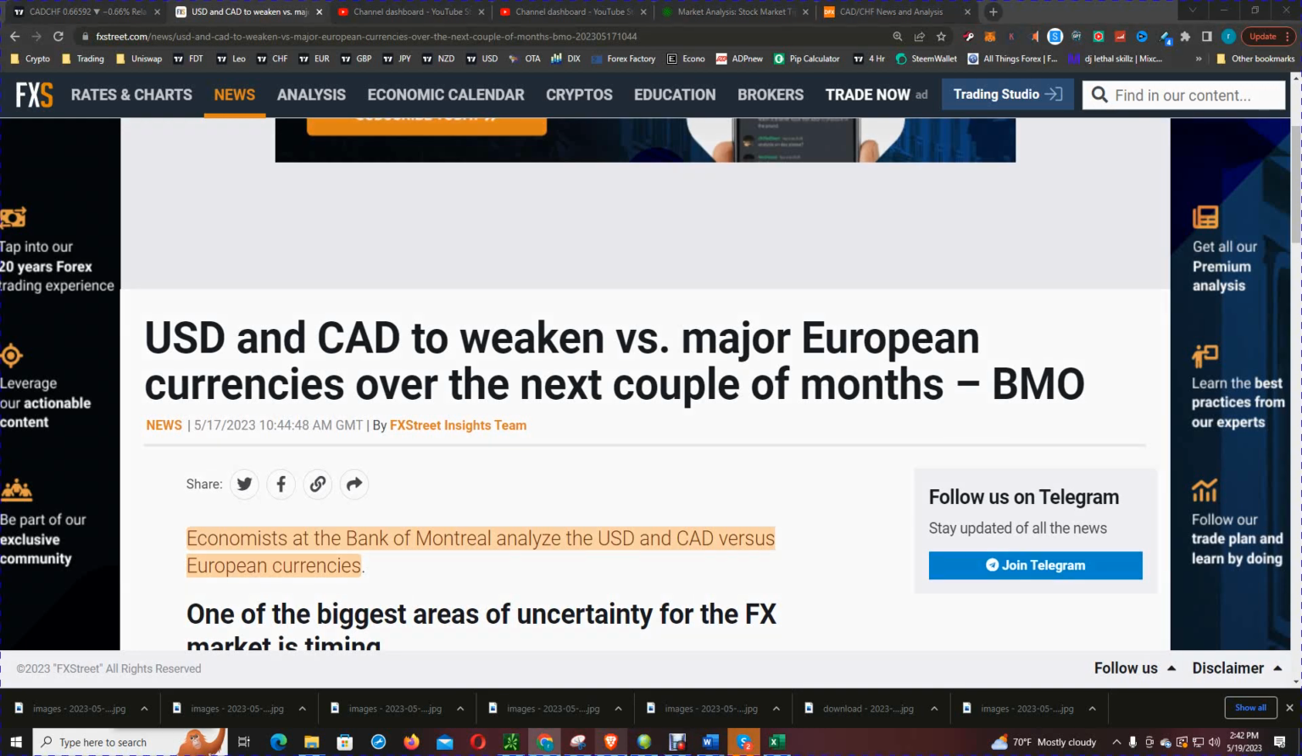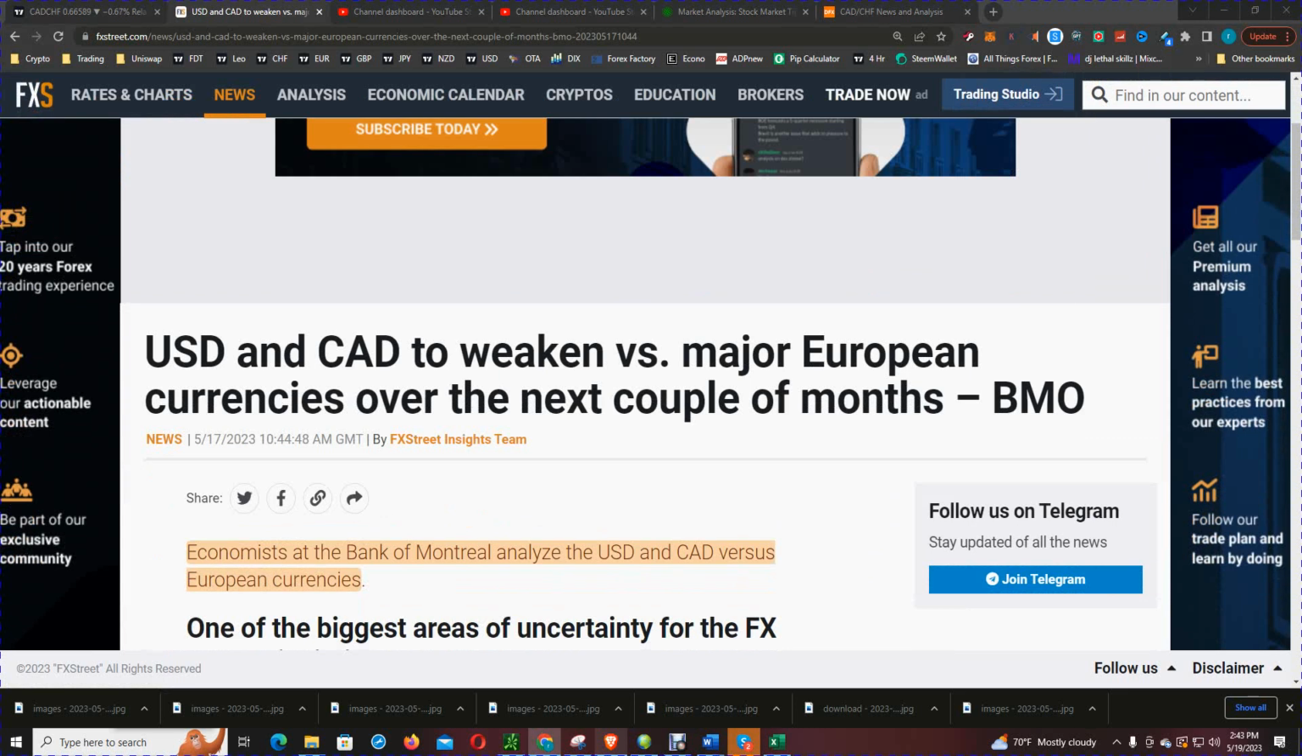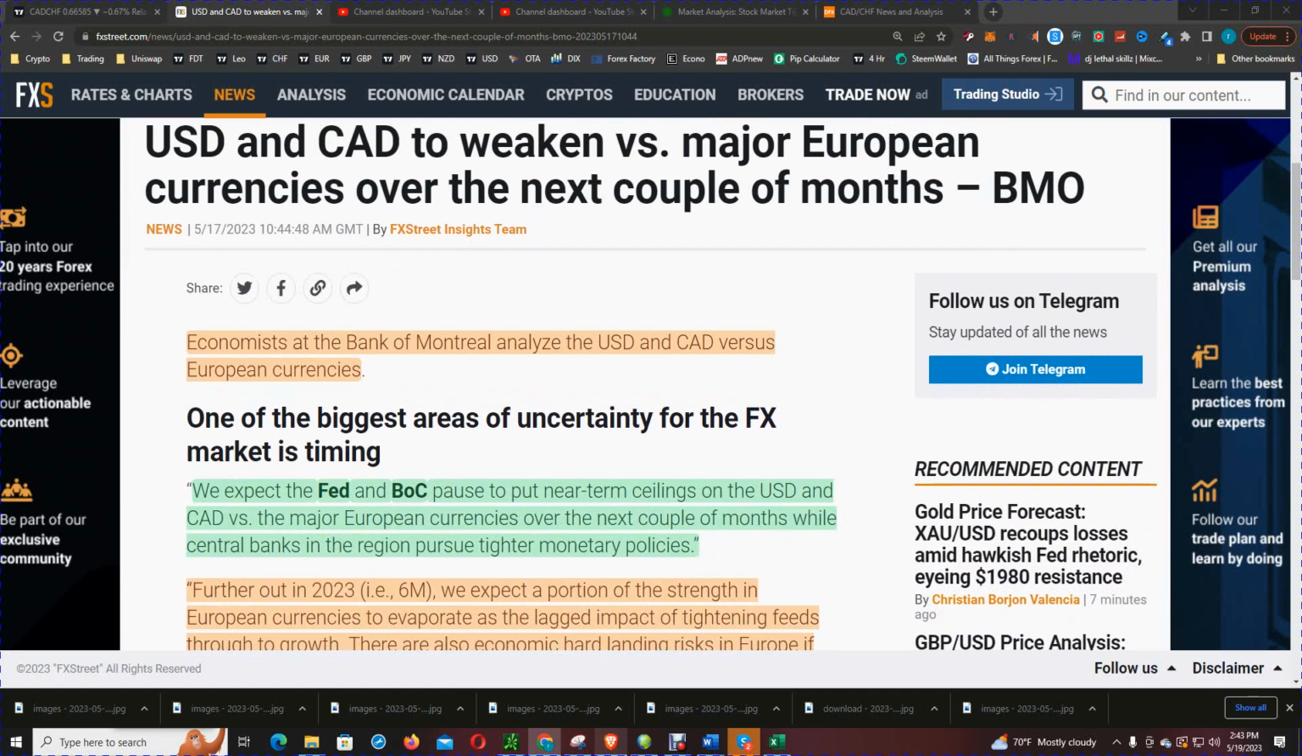All right, this article is coming from fxstreet.com, and I like the title. I like macro themes: USD and CAD to weaken versus major European currencies over the next couple of months. All right, so there's your fundamental type headline. Economists at Bank of Montreal analyzed US and CAD versus European currencies.